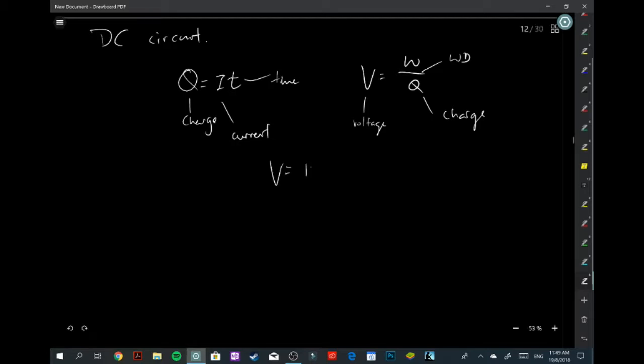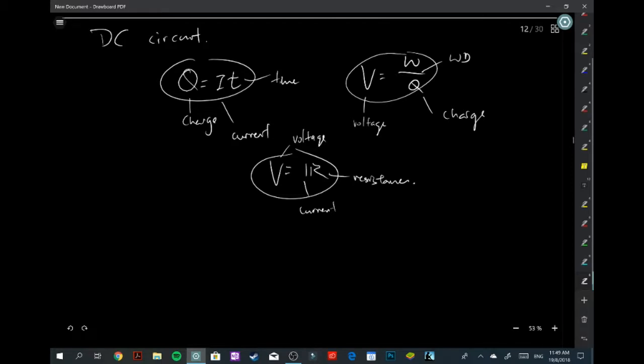and of course your famous V equals to IR. Without further explanation, this is just the voltage, this is the current, and this is the resistance. So these three main formulas are important in this chapter. Either memorize them by heart or start memorizing them now.